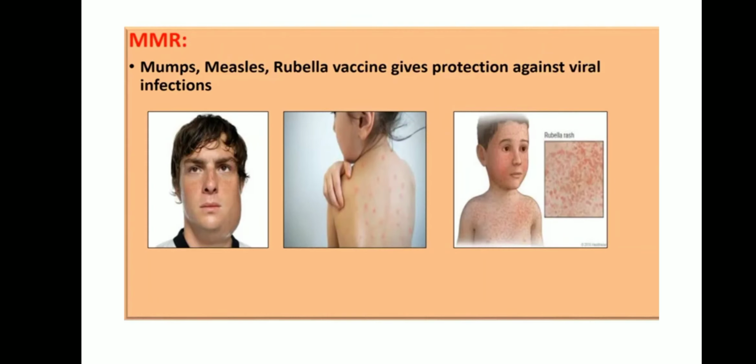Okay, and next, MMR. MMR is a vaccine given against mumps, measles and rubella. It is a kind of viral infection which brings red spots on the body or else inflammation in the parotid gland. So it is caused by what? Virus. It's a viral infection. MMR is a vaccine given against mumps, measles and rubella. That's why MMR.